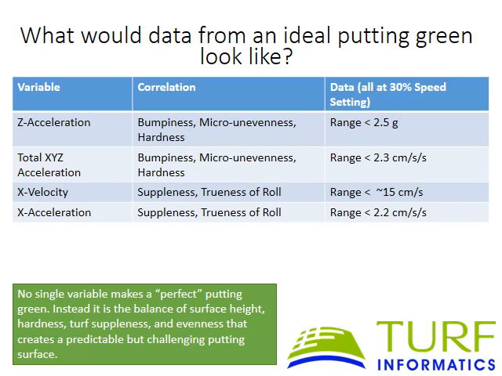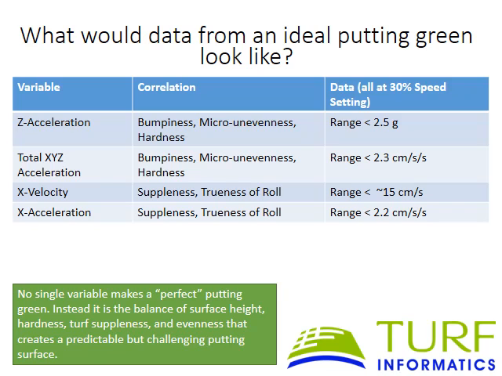If you look at the Z acceleration, what would an ideal putting green look like, one that is going to influence the ball much less? We can say that a Z acceleration of less than 2.5 Gs, a total acceleration of less than 2.3 Gs, an X velocity of right around less than 15 centimeters per second, and an X acceleration less than 2.2 Gs gives you some idea of what you can look for in an ideal putting green situation.